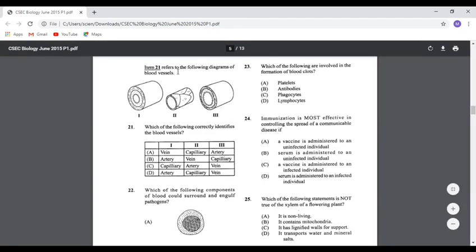21. Item 21 refers to the following diagram of the blood vessels. Which of the following correctly identifies the blood vessels? So let's just go back to the diagram. Looking at the diagram, we know that 2 is the capillary because it's the smallest. So all the ones with 2 as the capillary are in play. That's A and D. And now let's just look at the diagram. 3 has a larger lumen, so 3 would be the vein, and then 1 would be the artery. So that would be arteries, capillaries, and vein, and that's D.